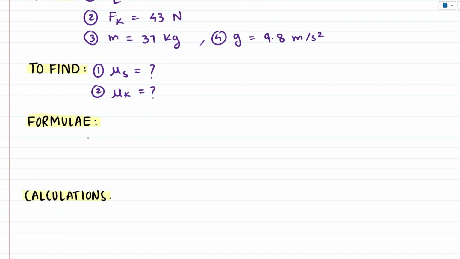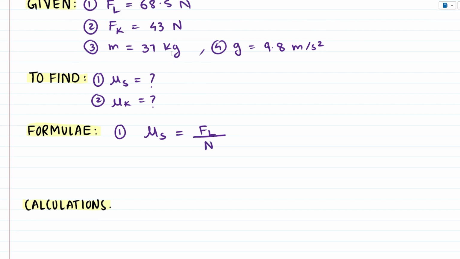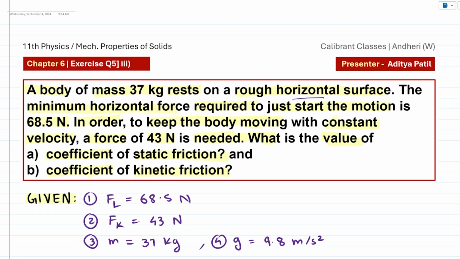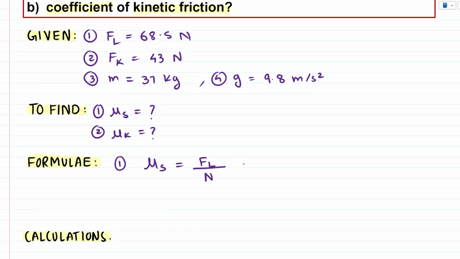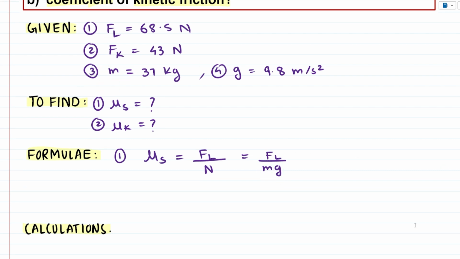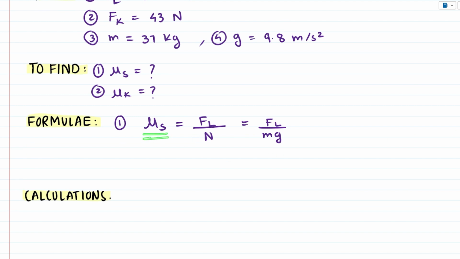Now let's try to understand what formulas we can use. Well, the formula to calculate the coefficient of static friction is the limiting force of static friction, Fl, divided by the normal reaction. Now we know that our body is resting on a horizontal surface. So in this case, our normal reaction is simply mass times acceleration due to gravity. So FL by mg. And now if you notice, FL, m and g ka value is given to us.